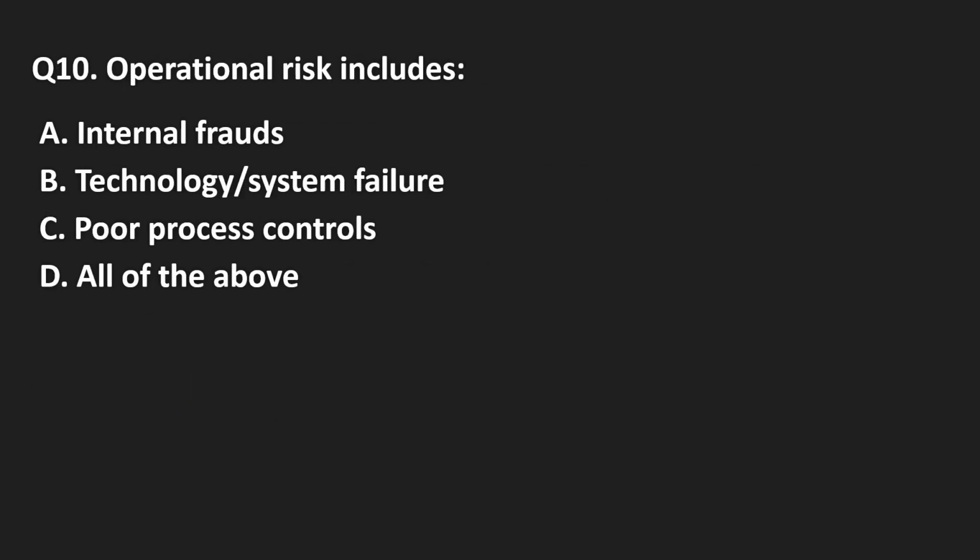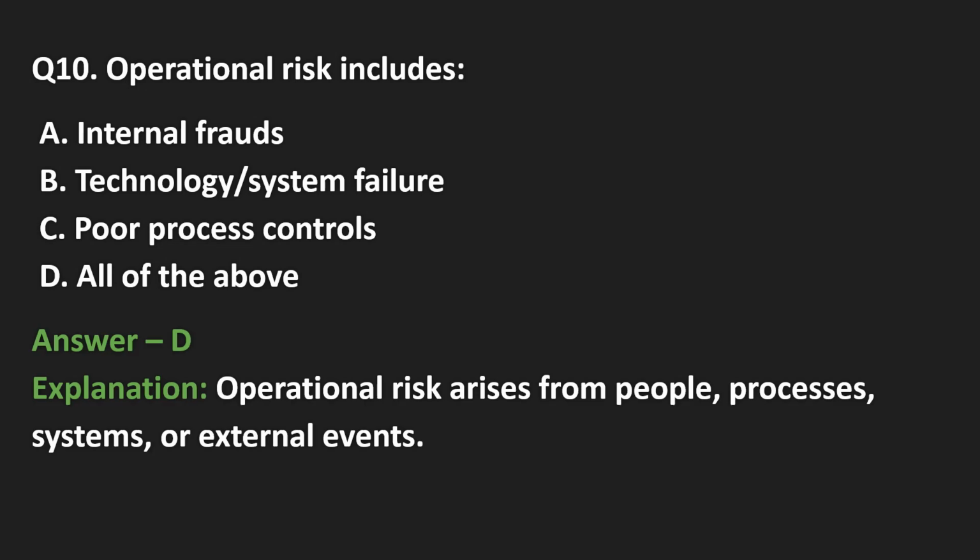Next question. Operational risk includes option A, internal frauds, option B, technology or system failure, option C, poor process controls, and option D, all of the above. Correct answer is option D, all of the above. Operational risk arises from people, process, systems, or external events.